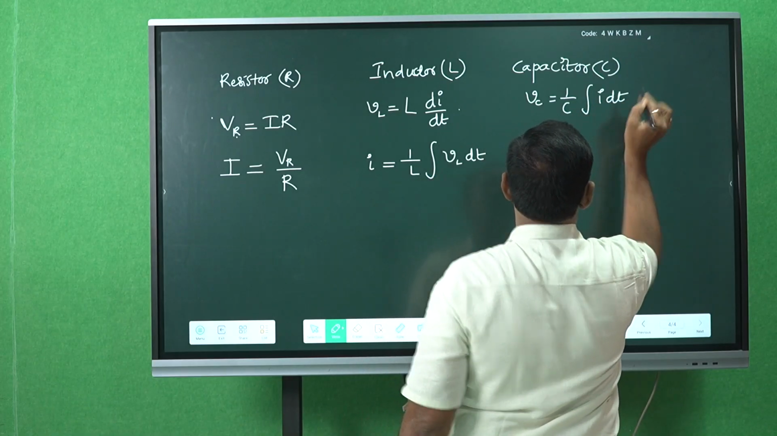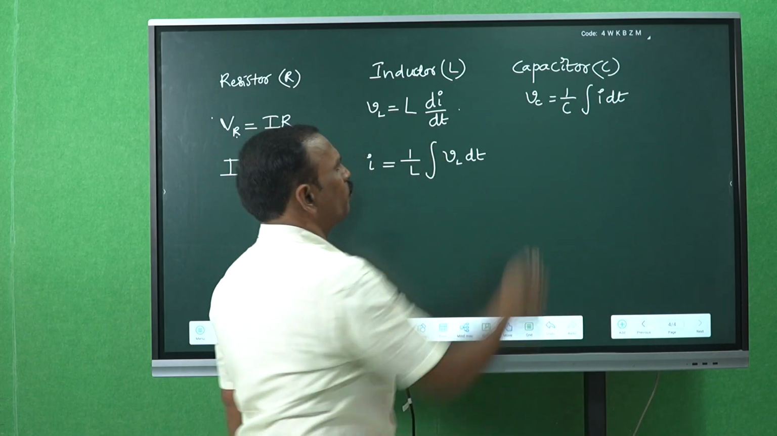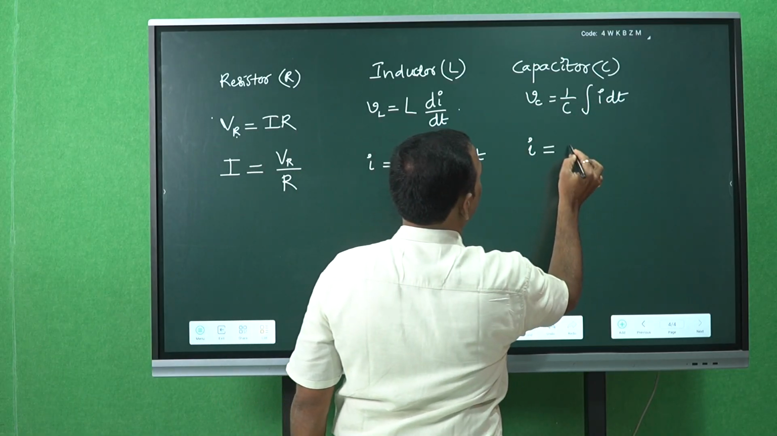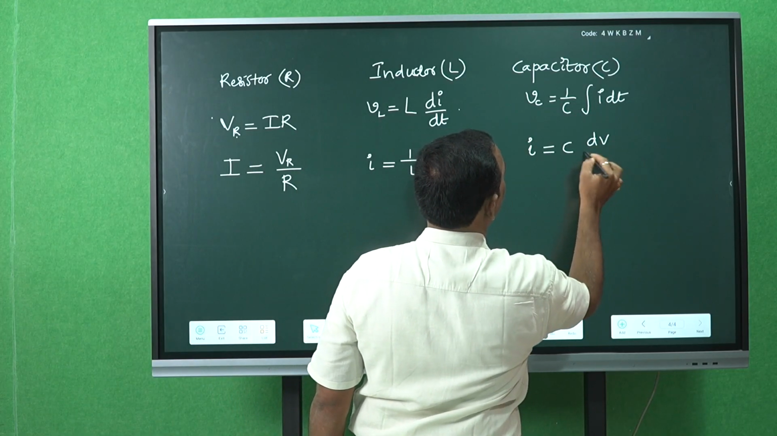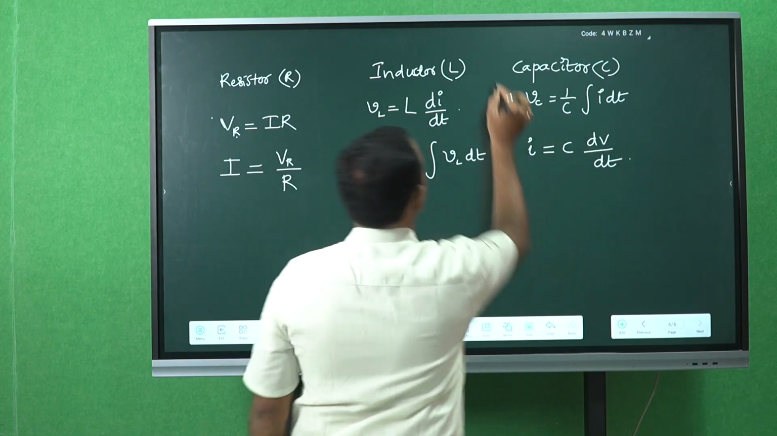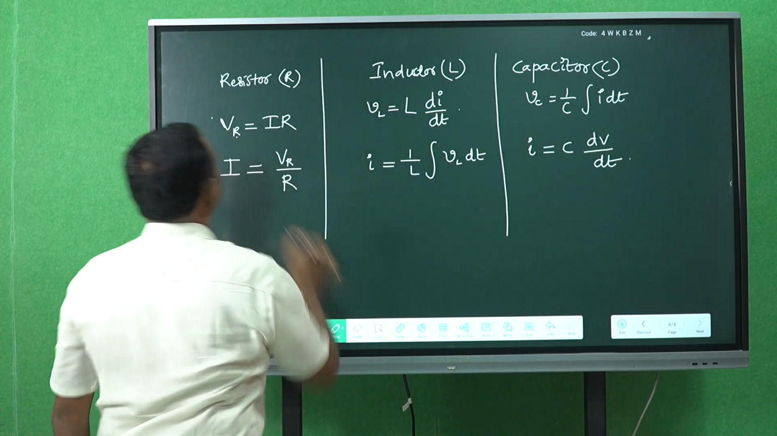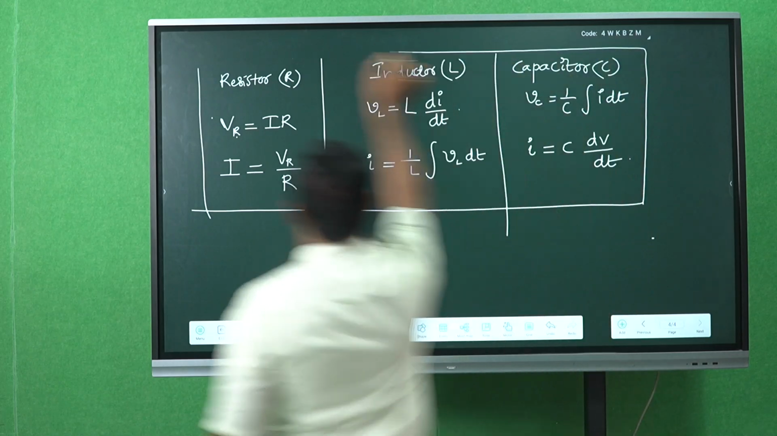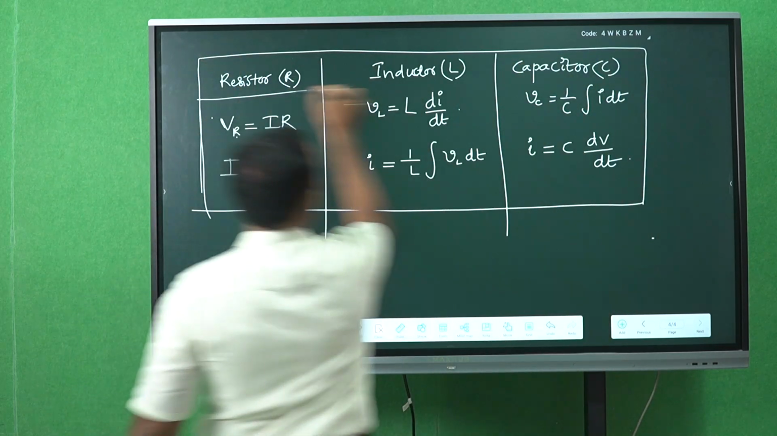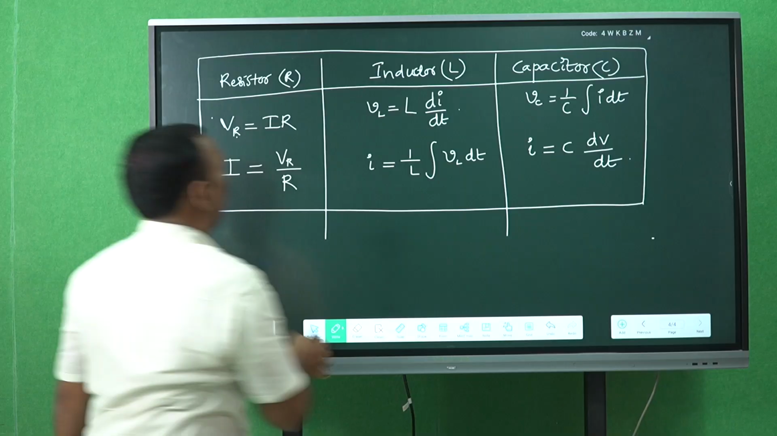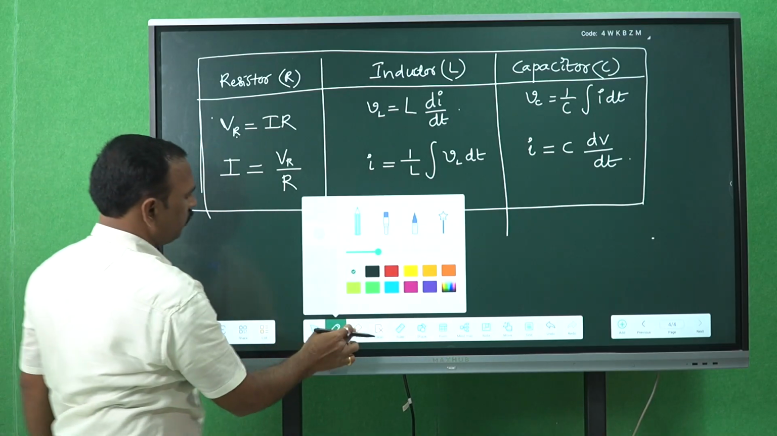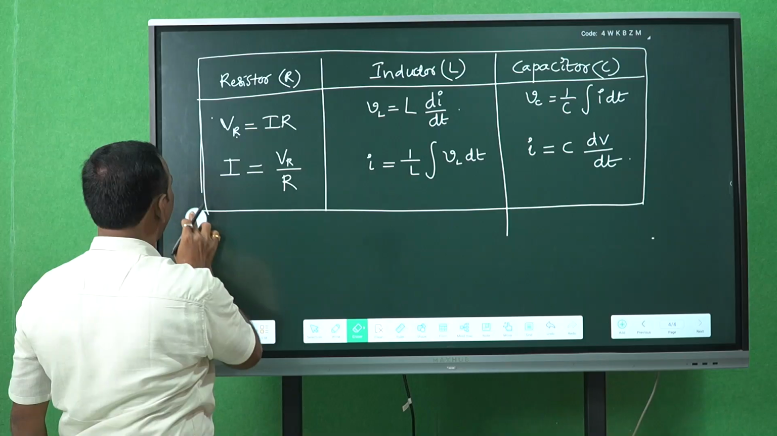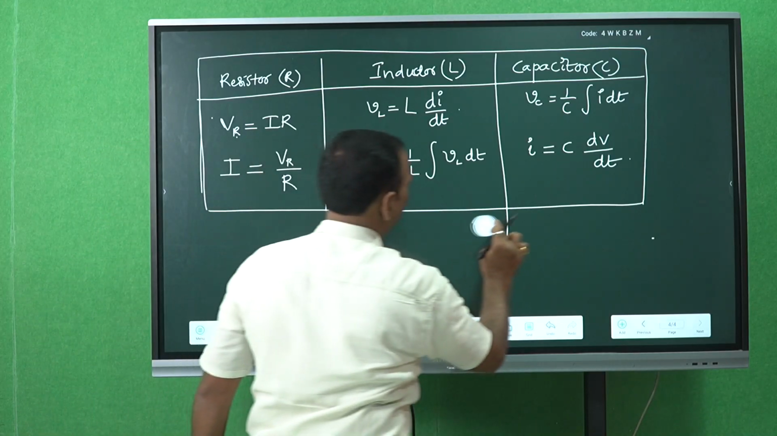These are already discussed, either small i or capital I. Now the current passing through the capacitor is C into dV by dt. These are the formulas related to the passive elements: resistor, inductor and capacitor. And one more thing, these are all obtained from Ohm's law.